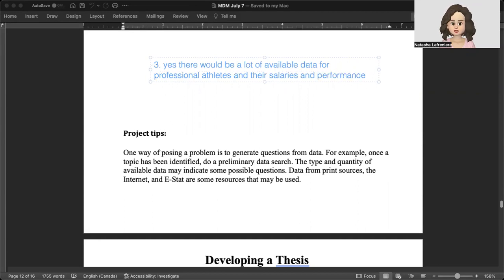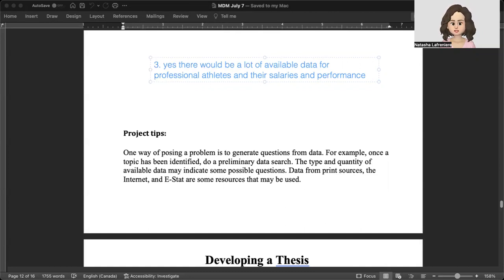Okay, so a project tip: one way of posing a problem is to generate questions from data. So for example, once a topic has been identified, do a bit of research. So it helps you to create those questions. So you want data from like books, from the internet, anything like that, that'll be helpful to you to create that.